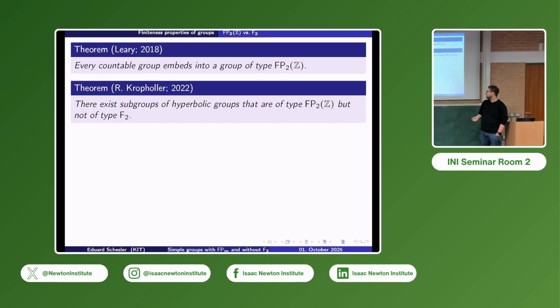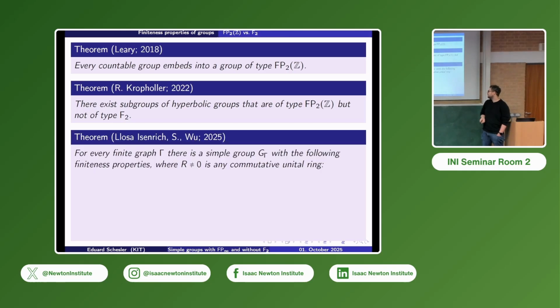Another interesting result goes in the direction of finding examples with exotic homological finiteness properties, by Rob Kropholler. In hyperbolic groups, he found an example, not F2 but FP2. And now, our contribution to this is that there are also simple groups with Stallings-Bieri type finiteness properties.